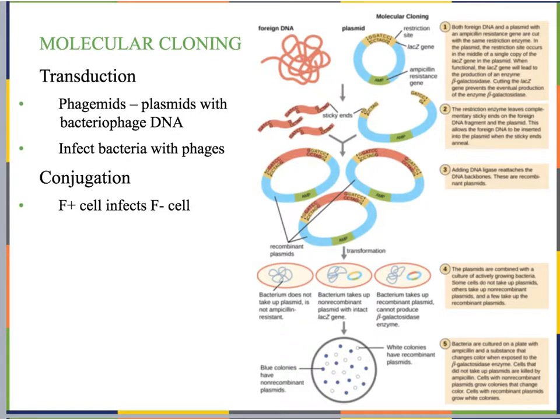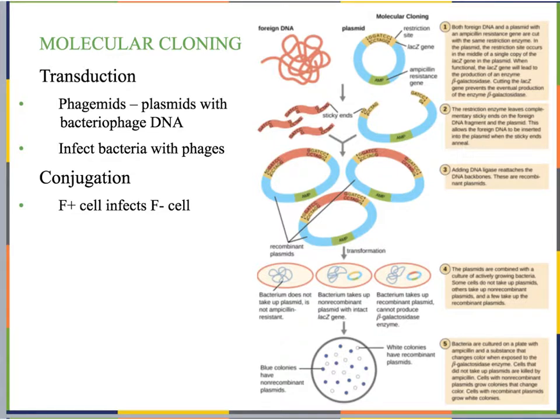Lastly, we can utilize conjugation. So we can actually get an F plus cell, one that makes that F pilus, and then we can make sure that that F plus cell has the plasmid with the gene we're looking at or we want. And then we can put it in with a lot of F minus cells, and we can allow that F plus cell and then the F plus cells that come from that F plus cell to infect those F minus cells and pass along the plasmid along with it.